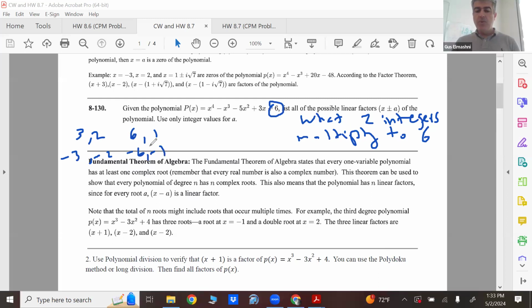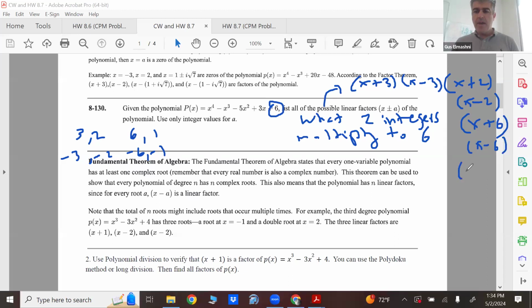Yep. So what this means is that all the possible linear factors could be x plus 3, x minus 3, or you could do x plus 2, x minus 2, or you could do x plus 6, x minus 6, x plus 1, x minus 1. Any of these could work. I don't know which ones will work, but any of those could work, just so you know.